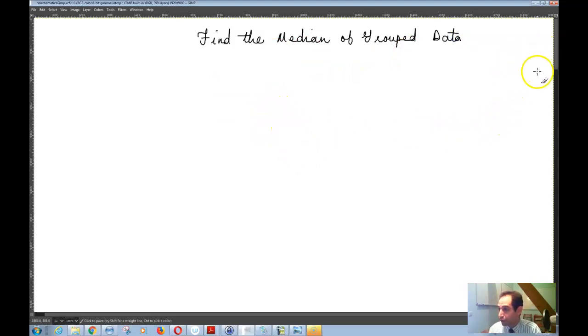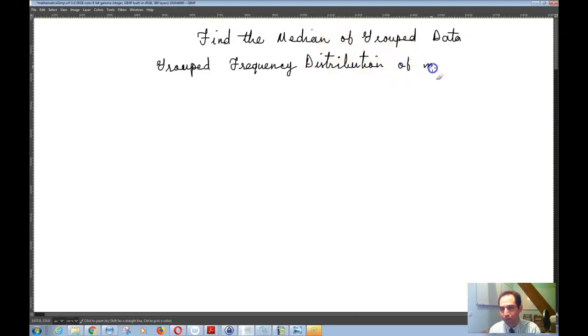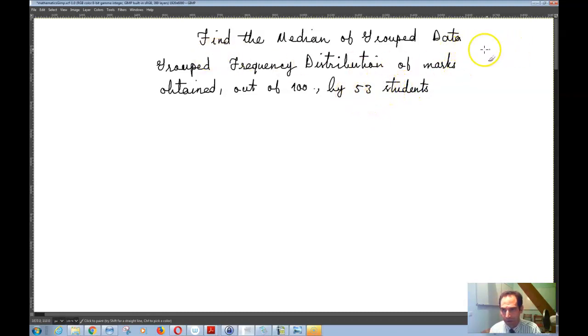So now what we have here is a grouped frequency distribution of marks obtained out of 100 by 53 students in a certain examination. Okay, so that's the situation that we have.